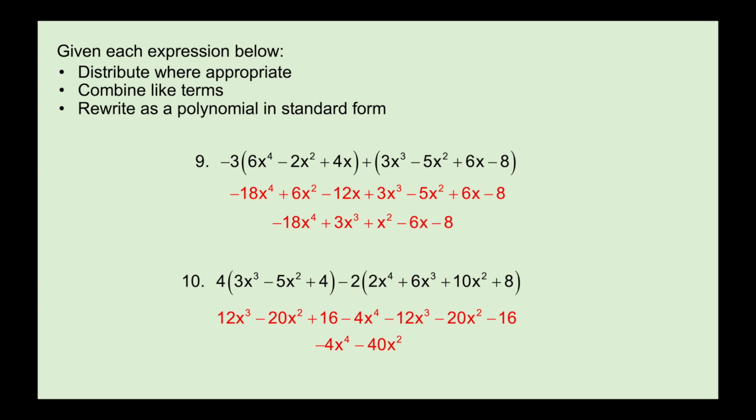Next, we look for our quadratic term or our squared term. Negative 20x squared and negative 20x squared will combine to give me negative 40x squared. Next, I'd be looking for a linear term, and we don't have a linear term here. And then finally, if I look for my constants, I've got 16 and negative 16, and those are exact opposites, so they're going to cancel, meaning that the final answer is just negative 4x to the fourth minus 40x squared.